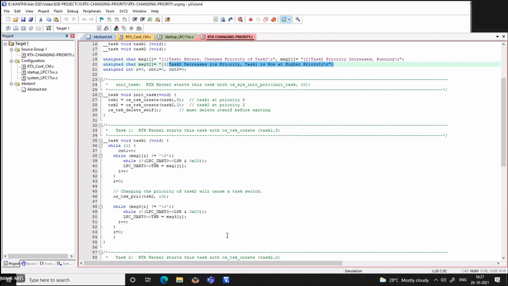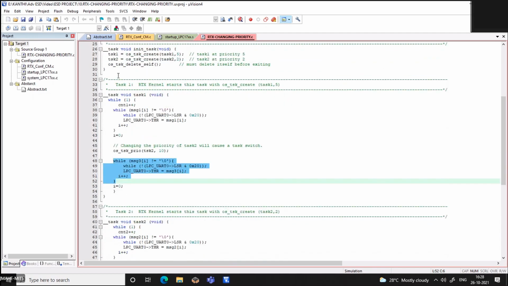Since I have given my original priority for task 2, it is lower than task 1, comes back and sends this message. Fine, and it will repeat. What you do is, while running, you change the priority, then it goes on, because it's a forever loop, and it goes on.